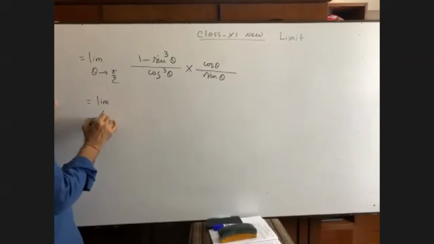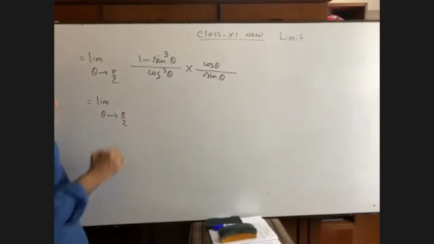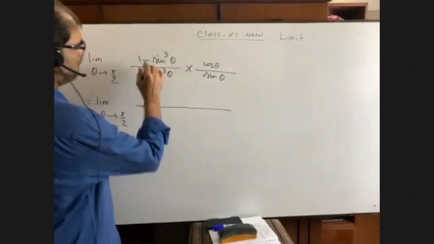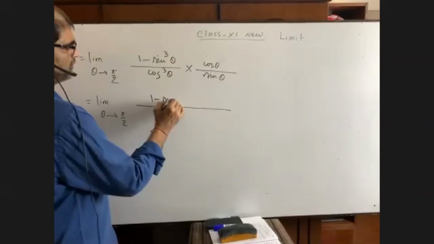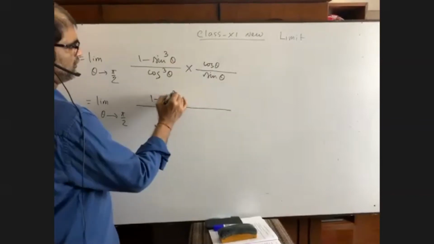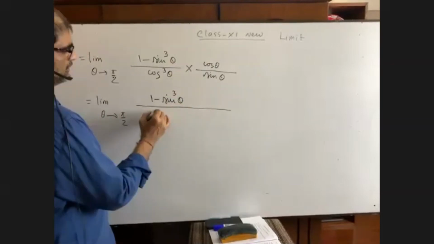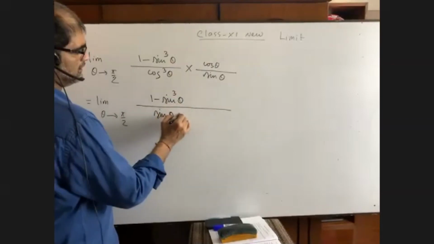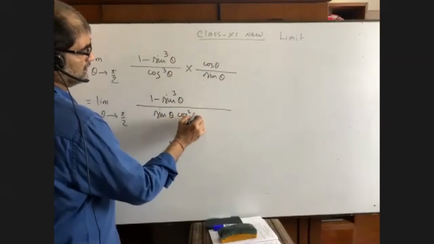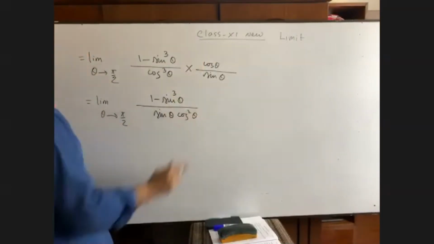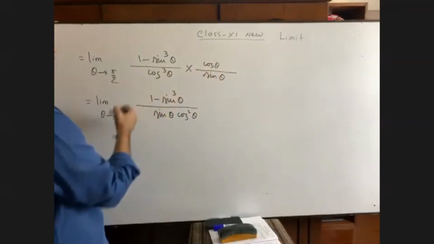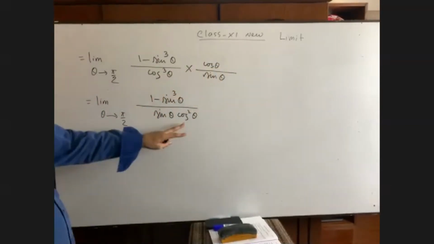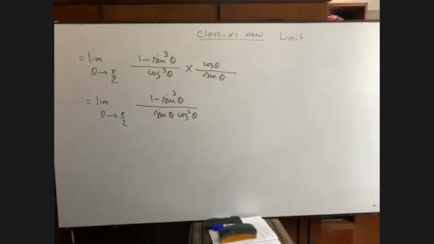Limit theta tends to pi by 2. We are left with (1 minus sine cube theta) by (sine theta cos square theta). Just after calculation, cos theta will be omitted, so we'll be left with cos square theta in the denominator.